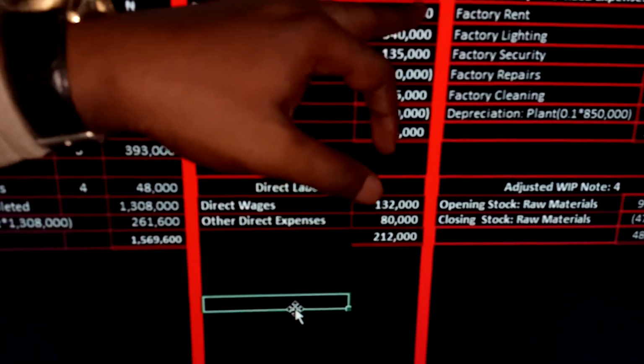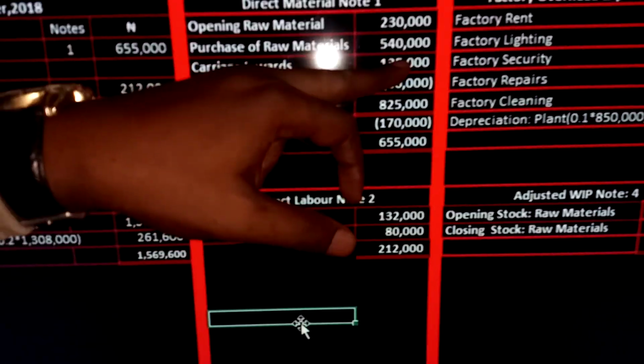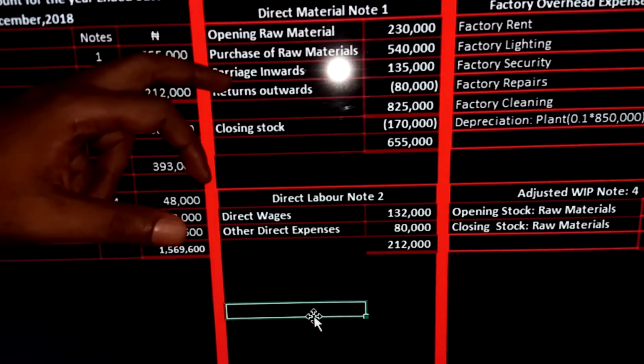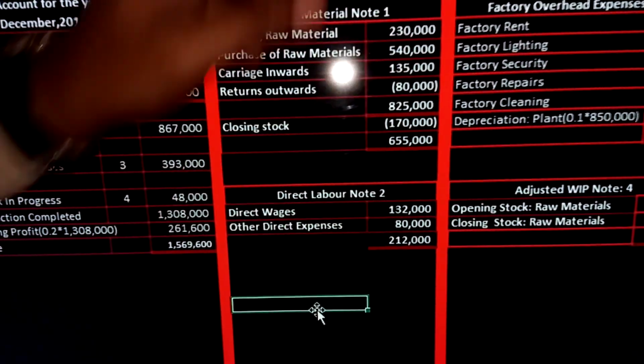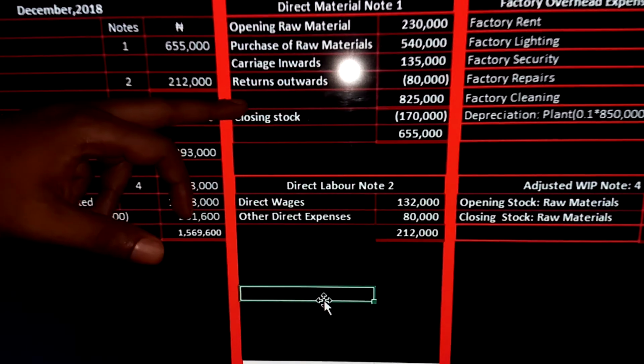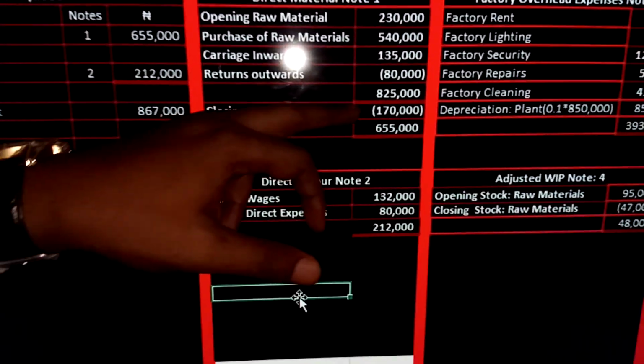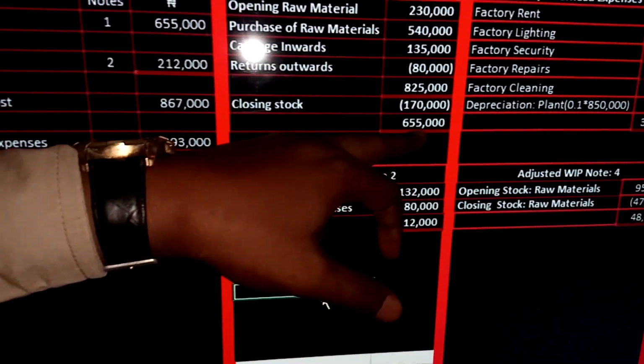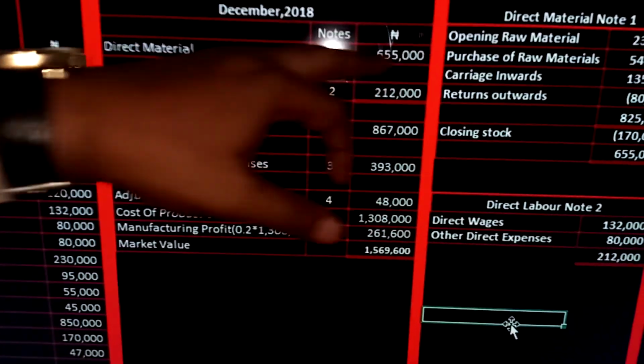So basically, you have raw materials in store. You bought some more. That will increase your raw materials. You spend money to bring it in to increase the cost of raw material. You return some back to suppliers to reduce it. 825 raw materials available. Take out the closing stock of raw materials, 170,000. You have 655,000. That's your direct raw material.